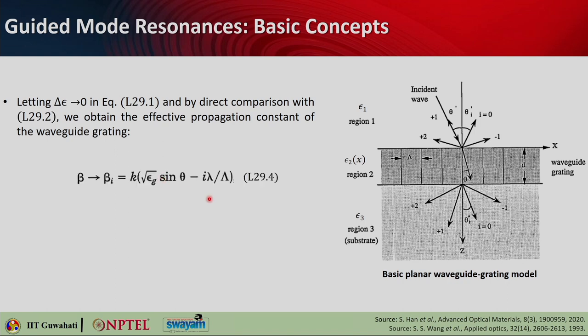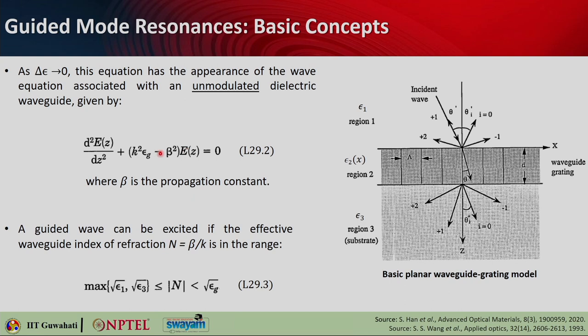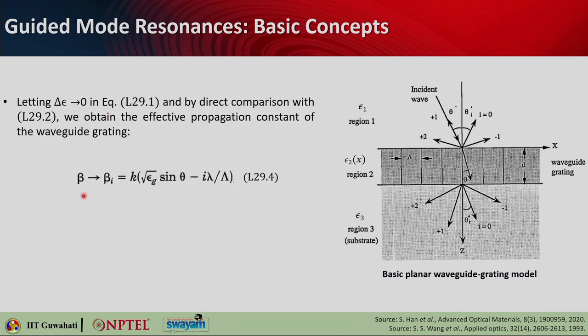But one important thing is that when you put this delta epsilon to be 0 in that equation, and you compare that with equation 2 that we have seen here, you can find out that beta can be written as this. That is the effective propagation constant in the waveguide grating, and this also corresponds to an effective refractive index, but there it corresponds to the ith mode. So n_i can be written as beta_i over k.